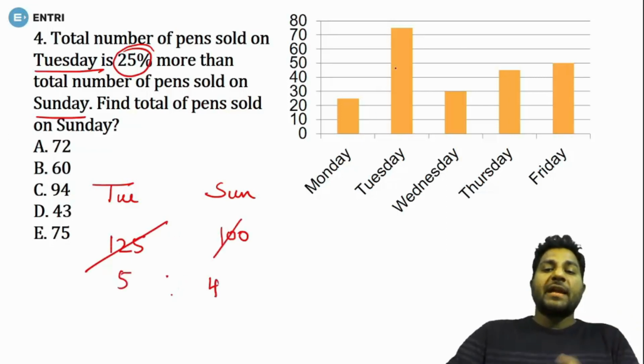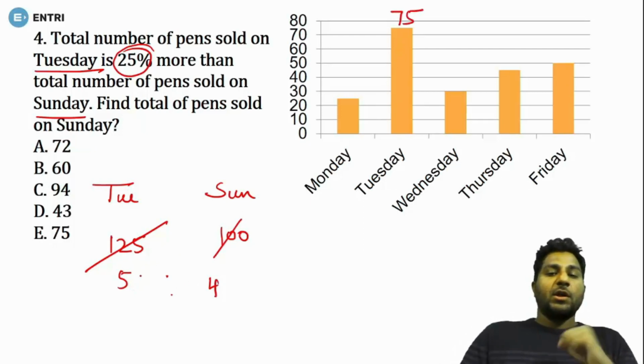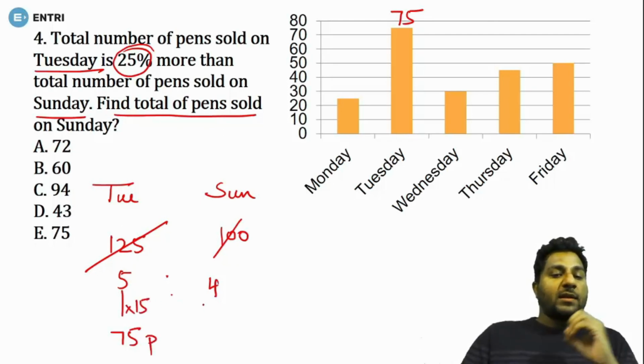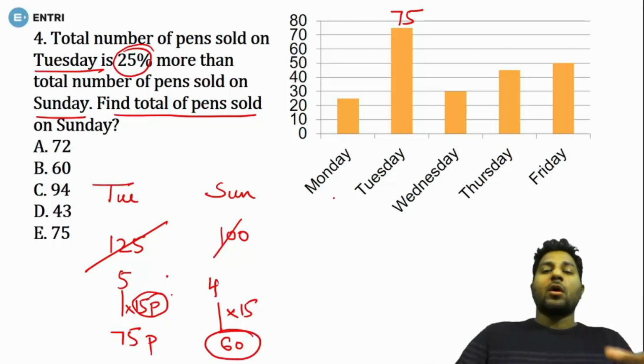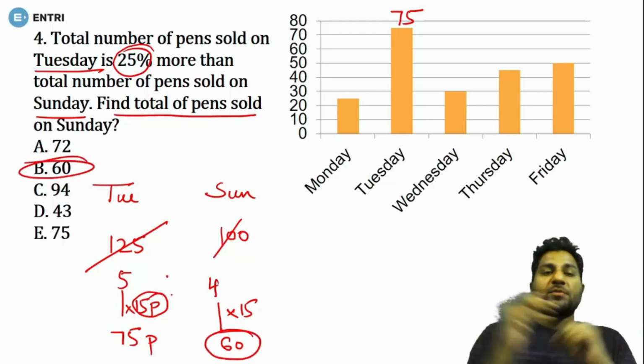And you know the data about Tuesday, which has been given as 75. So what we could do, we need to find the total number of pens sold on Sunday. So just equate this 5 ratio with 75 pens. Then we will get the value of 1 ratio, which will come as 15 pens. And if we multiply it with 4, we will be getting 60 pens sold on Sunday. So your option B will be the correct.